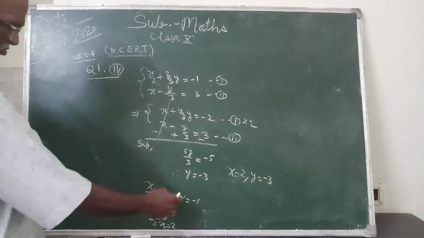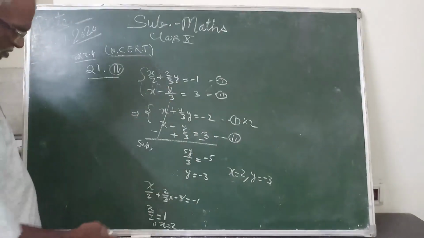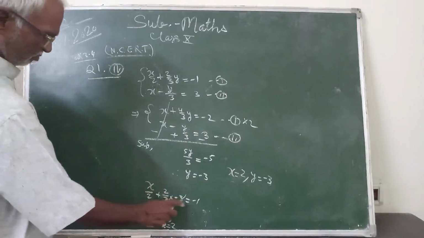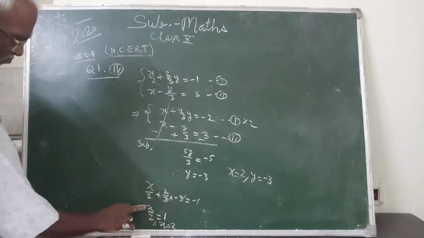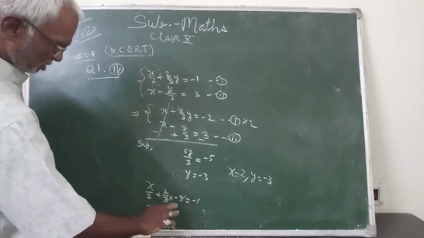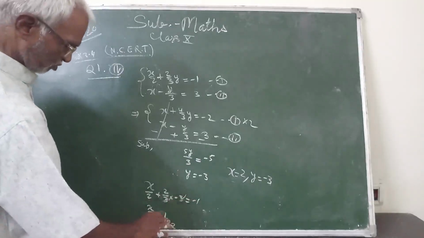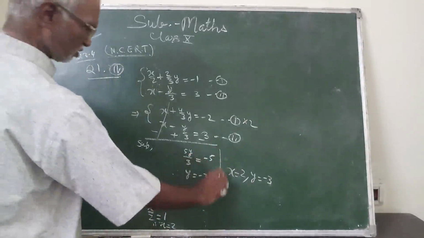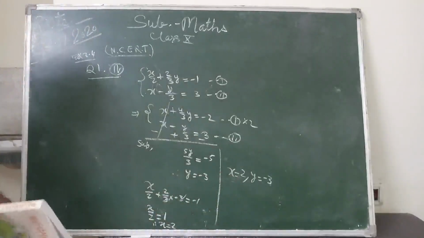On putting y is equal to minus 3 in equation 1, it becomes x by 2 plus 2 by 3 into minus 3 is equal to minus 1, by which x by 2 comes 1, because the minus 2 goes to that side and becomes plus 2. Therefore x is equal to 2. Therefore x is equal to 2 and y is equal to minus 3 are the values.